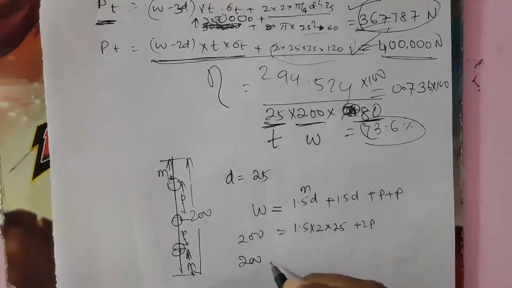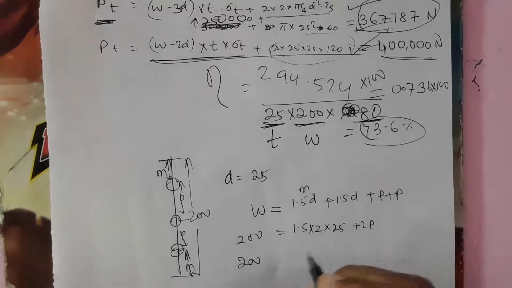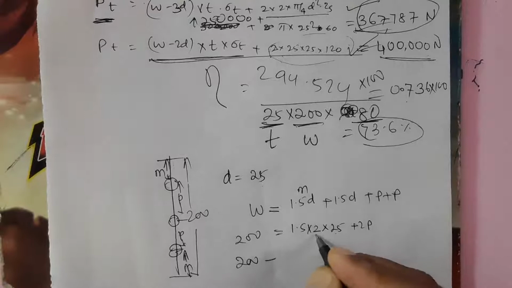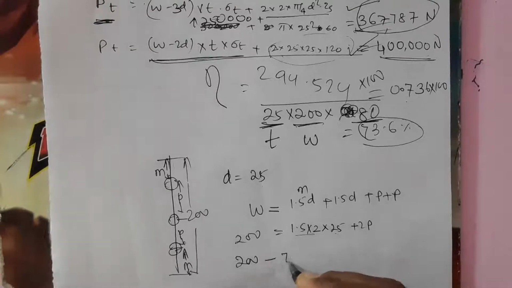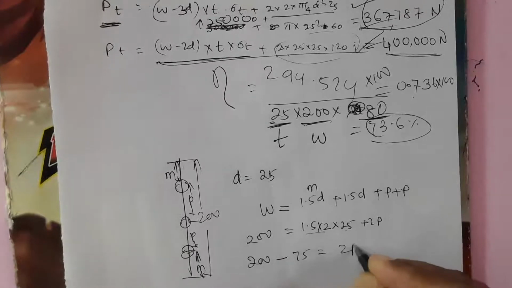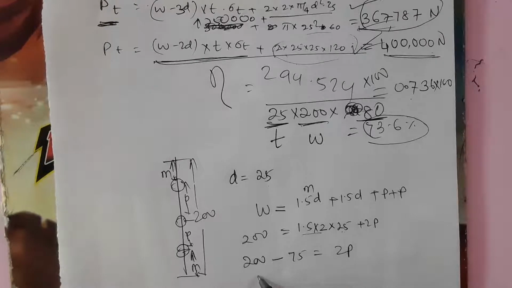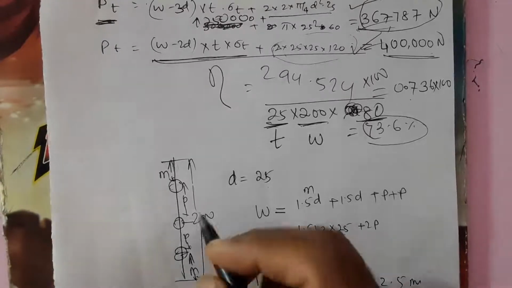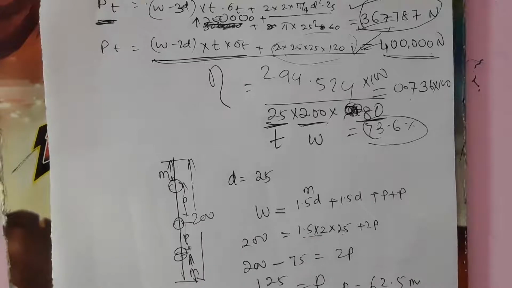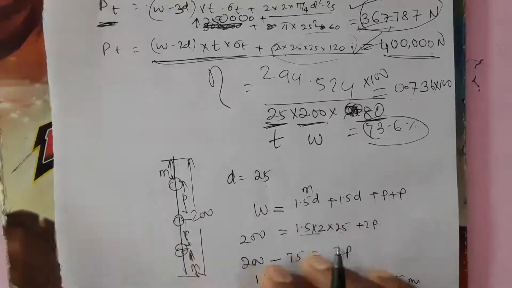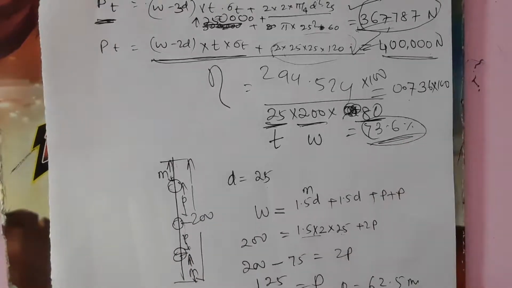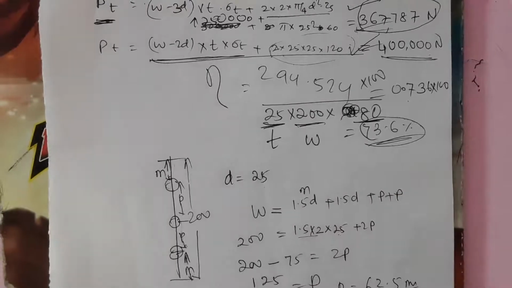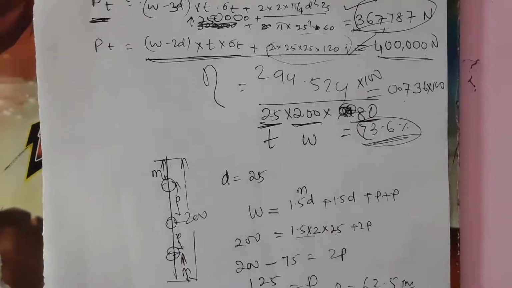So 200 minus 3 into 25, which is 75, is equal to 2P. So 125 by 2 is equal to P. So P is equal to 62.5 millimeter. So if this is the P, the efficiency is found out, the margin is found out, everything is found out. Thank you.